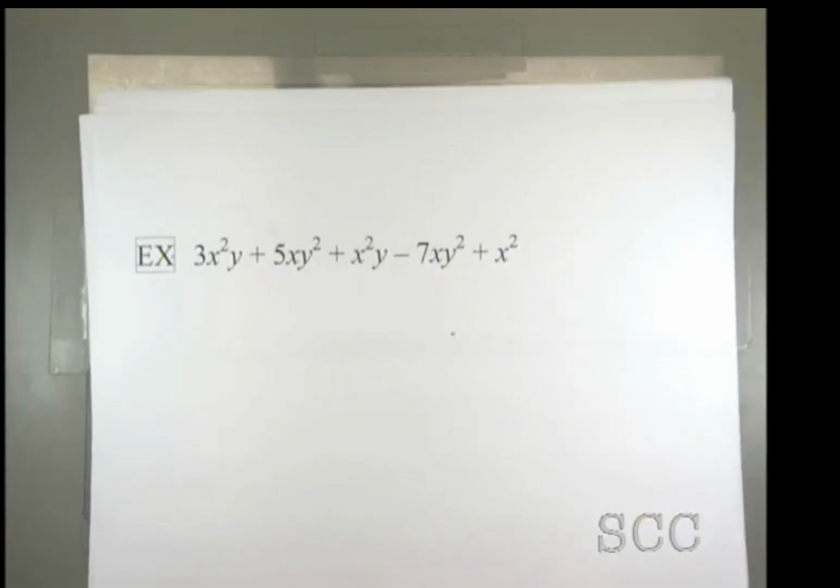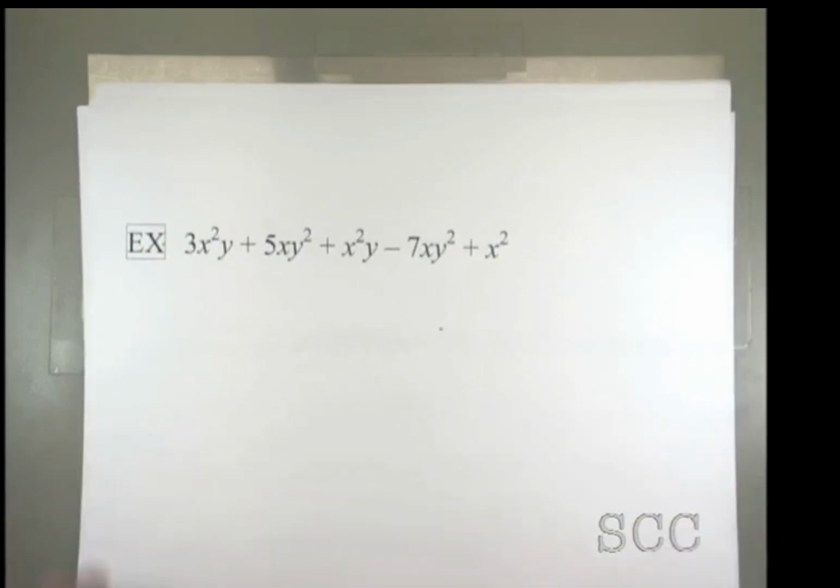So let's use that idea to simplify this expression. 3x squared y plus 5xy squared plus x squared y minus 7xy squared plus x squared. So there's a lot of stuff on there. If possible, I'd like to condense that down, which is called simplifying it. And so I'm going to look for like terms. So those are terms that have the same variables.